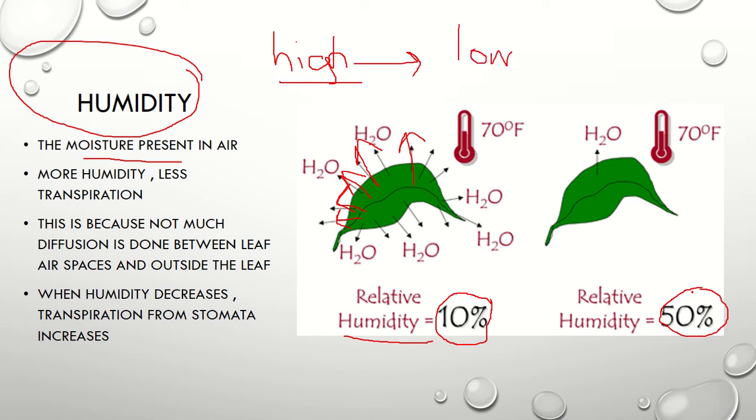But if the moisture level is high, it means the outer surface is moist, not dry, so very few water molecules will come out. It means it will decrease transpiration, and in this picture there is more transpiration. If there is more transpiration, more water will be absorbed by the root, and if there is less transpiration, less water will be absorbed from the root.